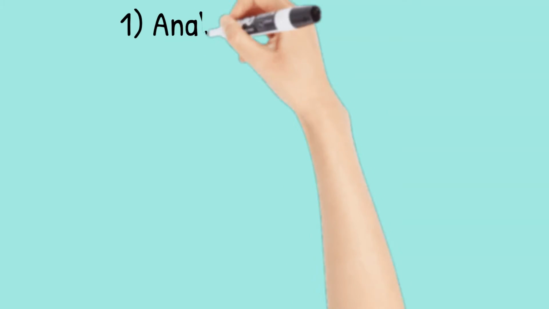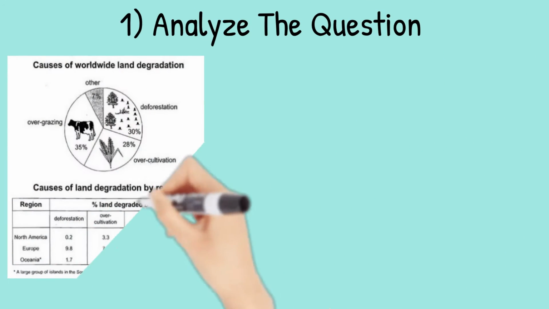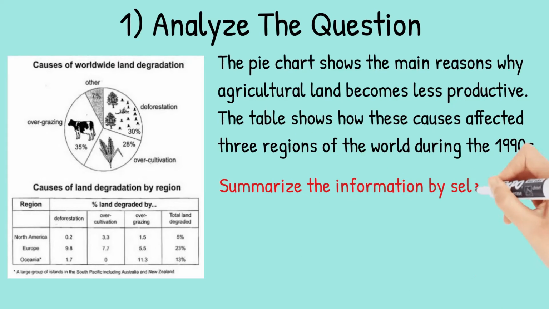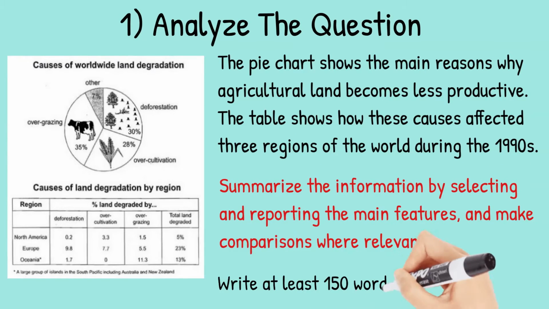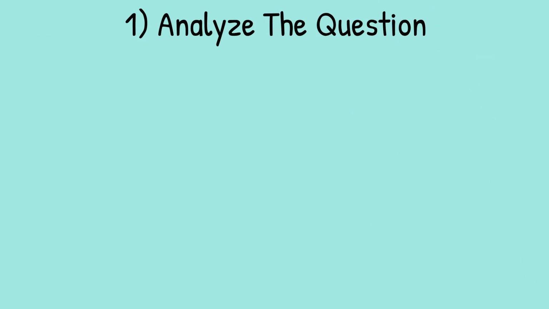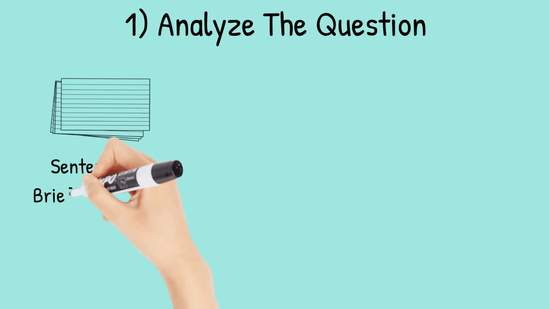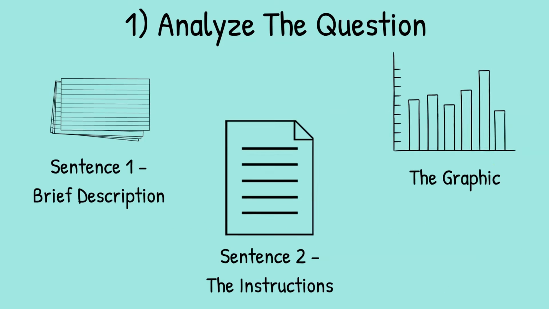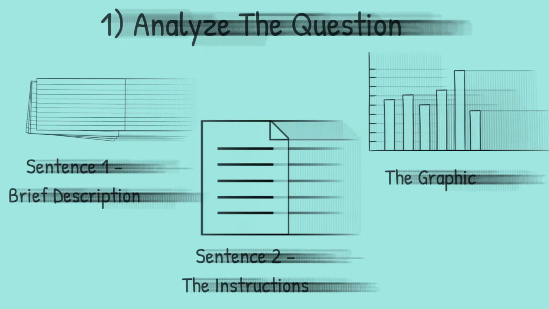Now let's understand the first step, that is analyze the question. The format of every Academic Task 1 question is the same, with the instruction sentence identical in every question. Here is our practice question again with the common parts highlighted. Every question consists of sentence 1, a brief description of the graphic, sentence 2, the instructions, and the graphic itself, which could be a chart, graph, or table.